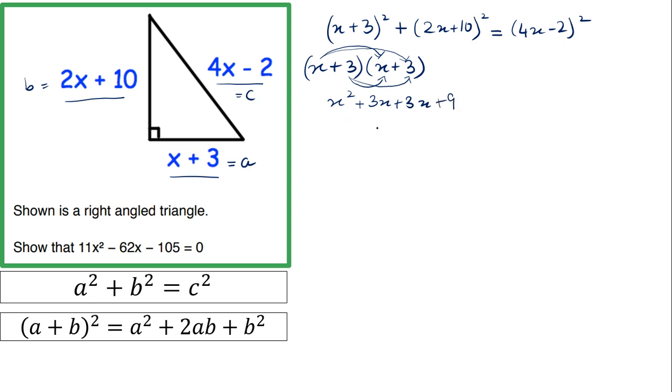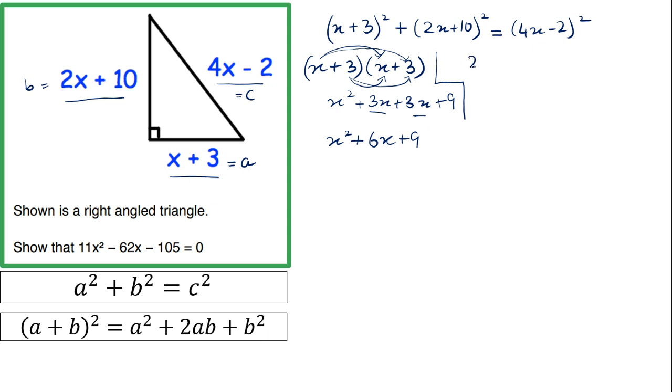Now, if I simplify this further, x squared and 9 do not have any like terms with each other. But 3x and 3x are like terms to each other, so 3x plus 3x is 6x. So I'm going to write x squared plus 6x plus 9. So this is one of the terms I'm getting. Now, if I try the 2x plus 10 whole squared, I'm going to try it with this arrangement, that is a plus b whole squared equals a squared plus 2ab plus b squared.